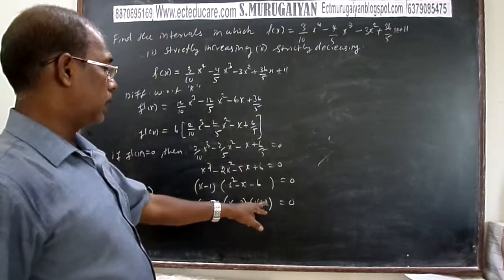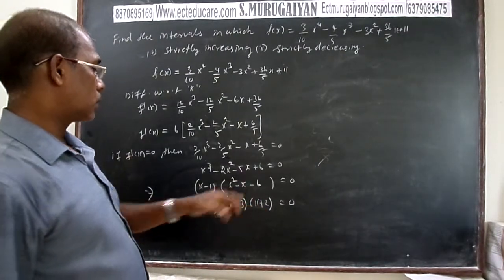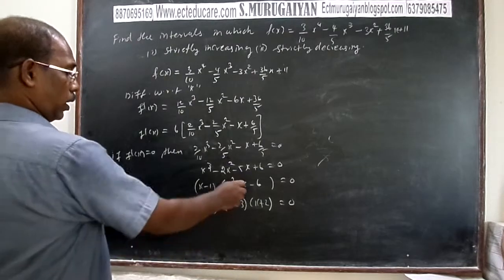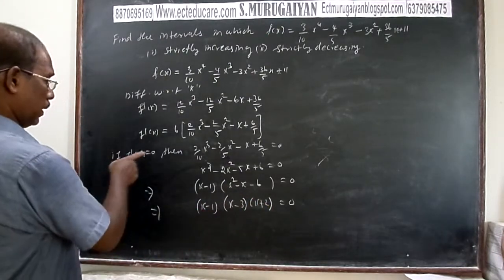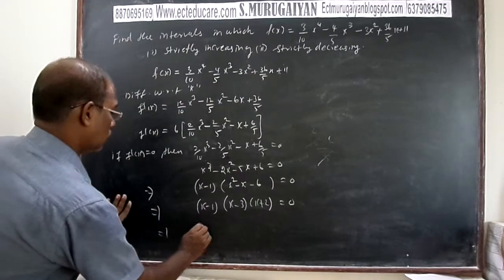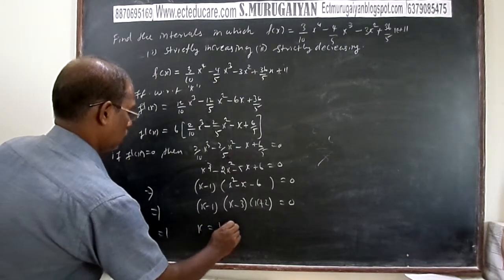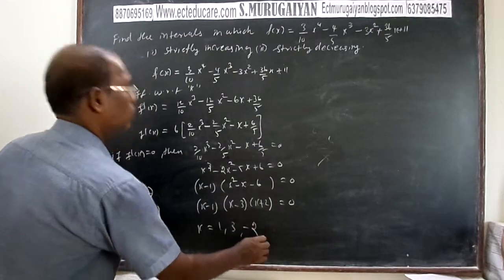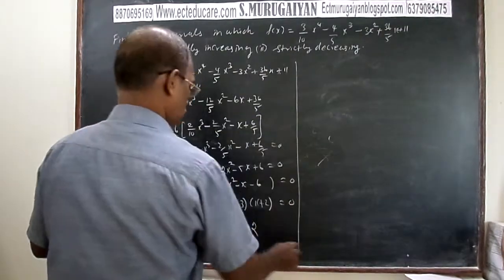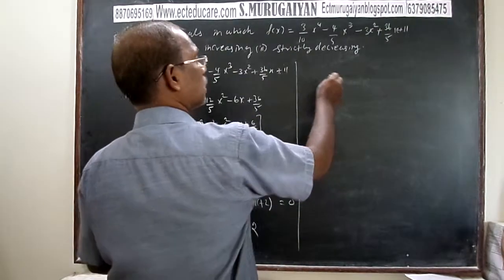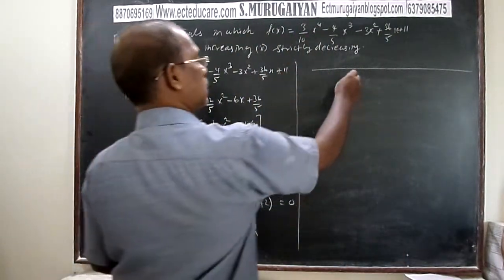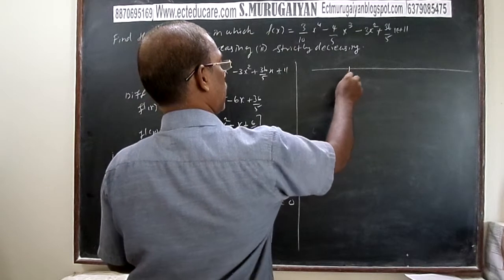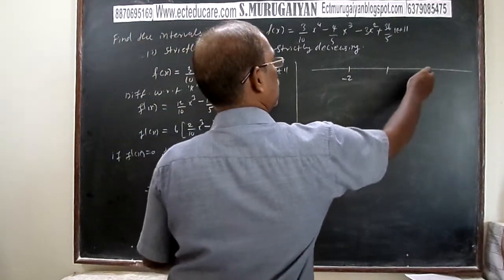The product is minus 6, the sum of these two is minus 1. Okay, this is the factorization of f' of x. F' of x equal to 0, then x equal to 1, 3 and minus 2. So based on this, we can split based on the zeros of f dash of x equal to minus 2, 1 and 3.